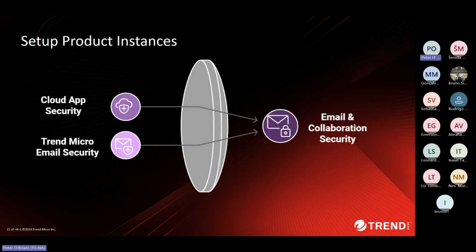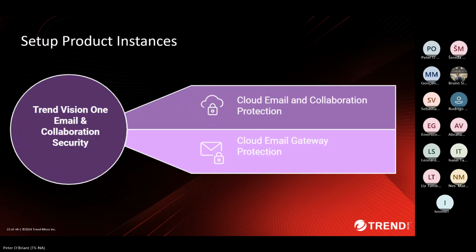So first of all, if you haven't set this up, you would need to set up product instances. So you need to set up the Cloud App Security or the Trend Email Security, depending on what you have. And then that provides you that email and collaboration security component. And then the Trend Vision One Email and Collaboration Security has two capabilities for this. So it's the cloud email and collaboration, as well as cloud email gateway protection. So this has both of those pieces.